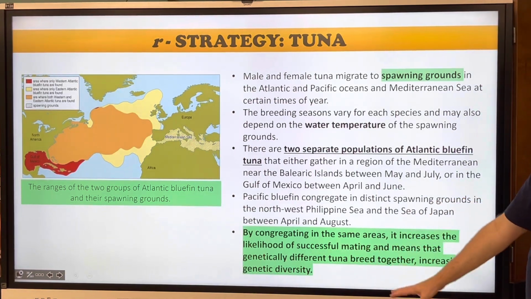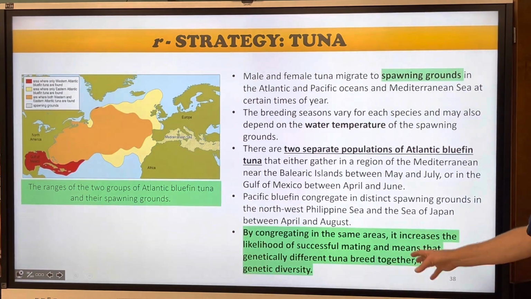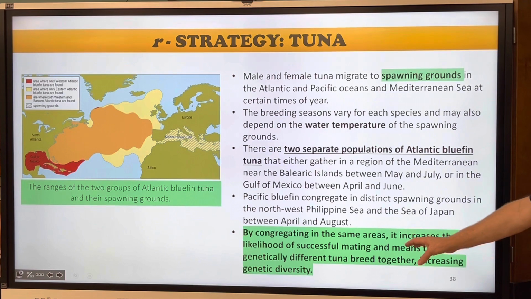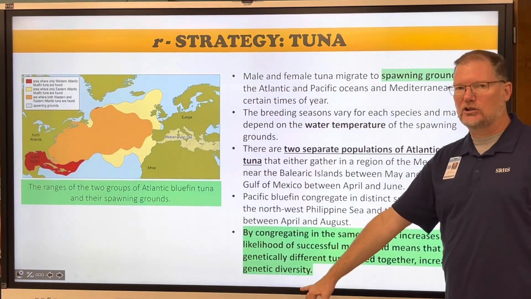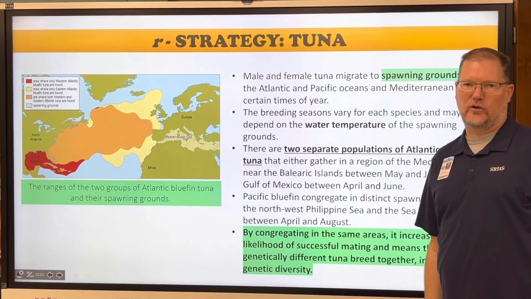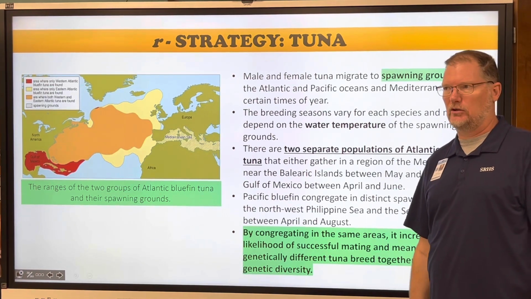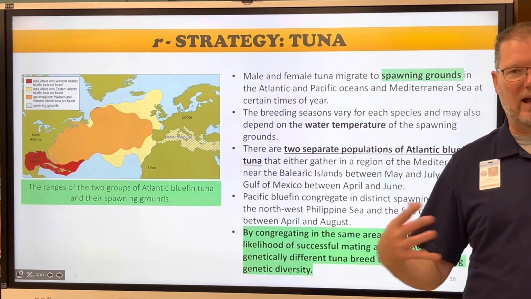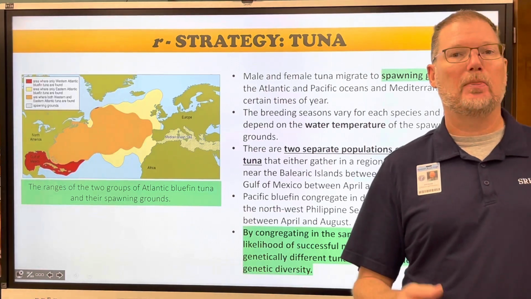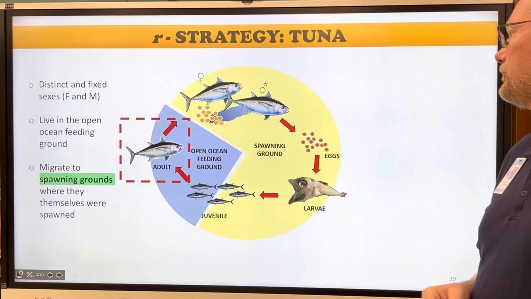By congregating in the same area, it increases the likelihood of a successful mating and fertilization, and that means that genetically different tuna will breed together. And why, again, is that important? Because you learn this in biology class. It's about genetic diversity. Well, most of you did. There's like one or two of you that for some reason didn't take biology. But when you have that randomness, you're increasing genetic diversity, which helps the population, or the species, I should say, survive.